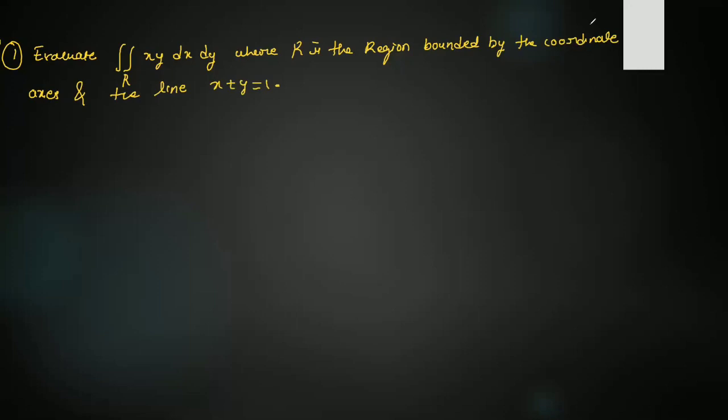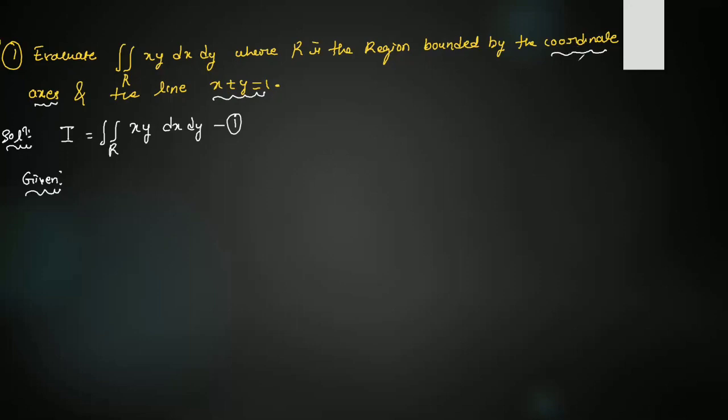I will explain everything stepwise. Just concentrate, because this is the first problem. Please try to understand each and every step. First, write I, your integral of xy dx dy. Okay, this is the first equation. Next, write the given things. The region is bounded by two things: one is the coordinate axes, another is a line.